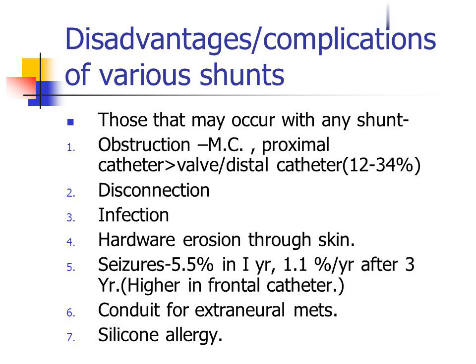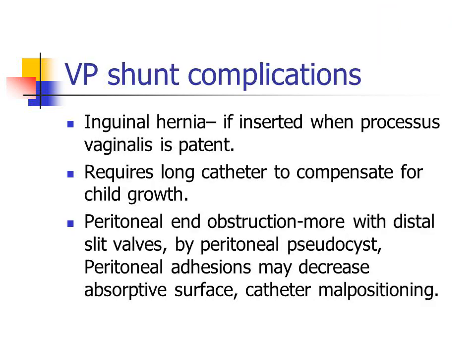Disadvantages/complications of various shunts. Those that may occur with any shunt. Obstruction is most common: proximal catheter, valve, distal catheter, 12 to 34%. Disconnection. Infection. Hardware erosion through skin. Seizures 5.5% in the first year, 1.1%/year after 3 years. Higher with frontal catheter. Conduit for extraneural mets. Silicone allergy.